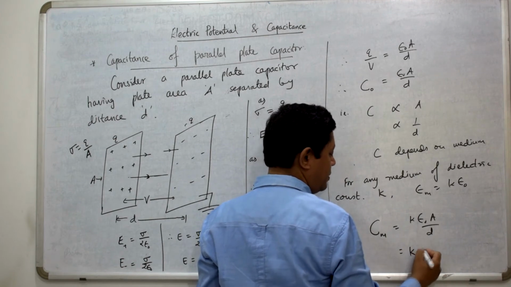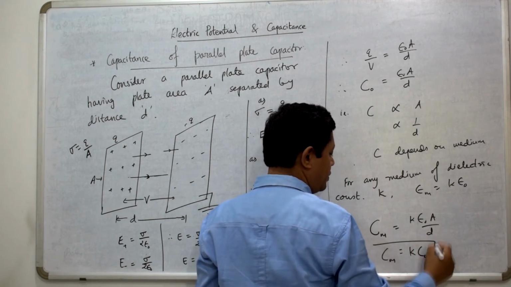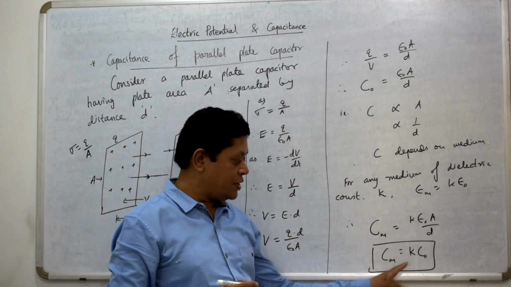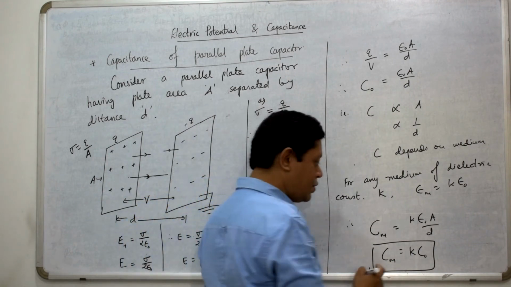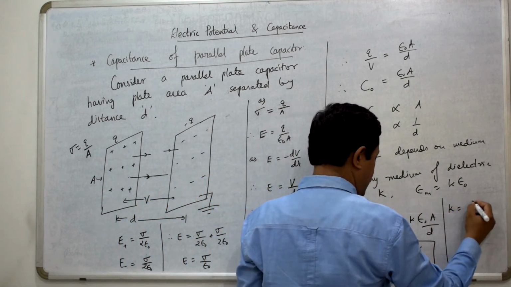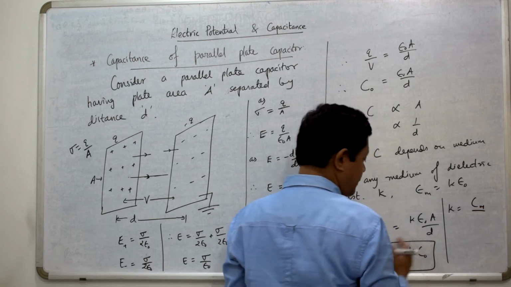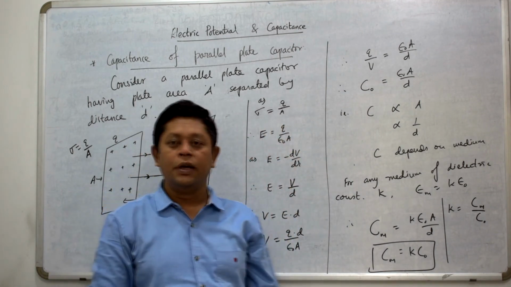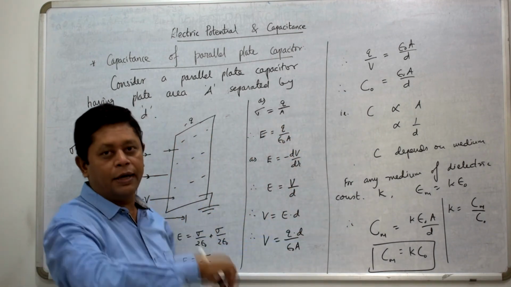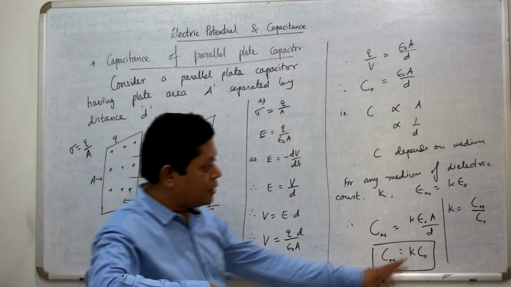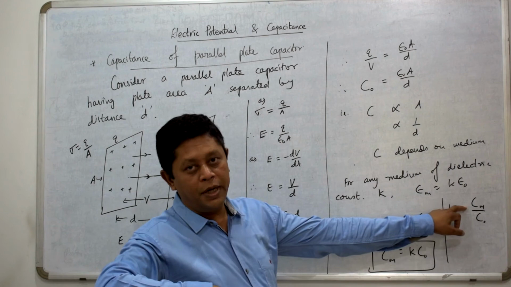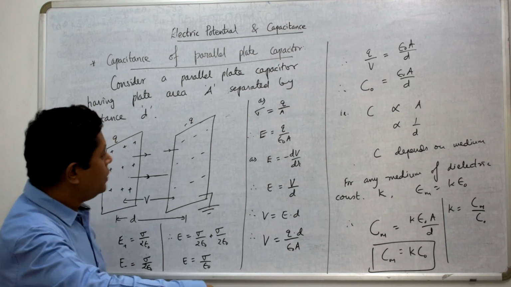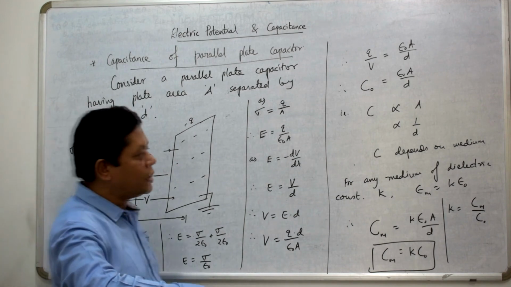or that will be equal to K times C naught. So this is the relation between capacitance of capacitor with vacuum between the plates and the medium between the plates. From this also you can define the dielectric constant K, as it is the ratio of capacitance of capacitor with the medium between the plates to the vacuum between the plates. So this way, one more definition of dielectric constant you can write here. It is the ratio of capacitance of capacitor with medium between the plates to the vacuum between the plates. So this way you can find out the capacitance of a capacitor.